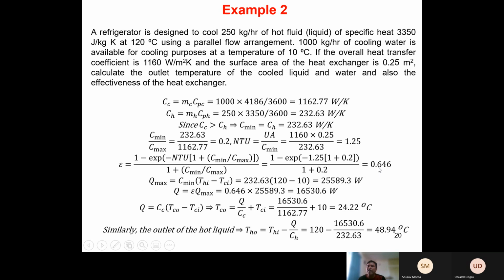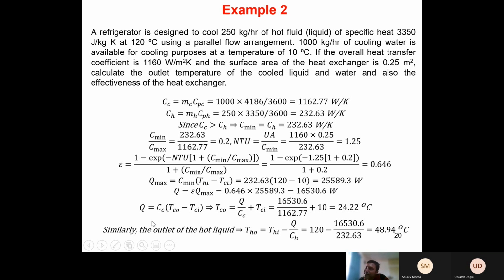Once we know the effectiveness factor, multiplied by Qmax gives me the actual rate of heat transfer, isn't it? So Qmax we know. Qmax is what? Cmin into the maximum temperature difference. What is the maximum temperature difference? THI minus TCI. So THI minus TCI multiplied by this Cmin gives me the Qmax. Qmax is 25,589.3 watt. And if I multiply this Qmax to this effectiveness factor, that gives me the actual Q. So actual Q comes out to be 16,530.6 watt, isn't it?